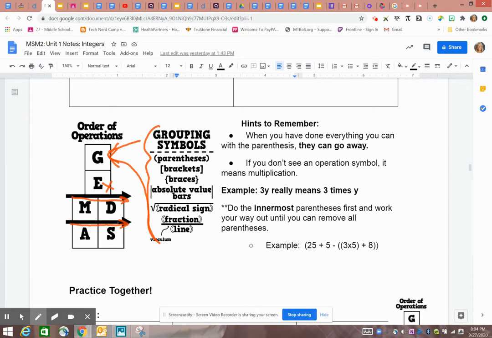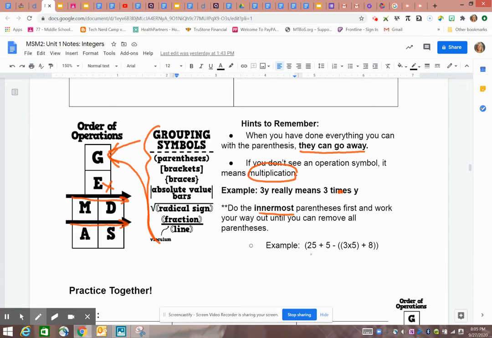So some hints, when you've done everything within the parentheses they can go away, and I'll show you some examples of that. If you don't see an operation symbol, it always means to multiply. So 3y really means 3 times y. And when you have a more complex problem, you start with the innermost parentheses first and work your way out until you can remove all of them.